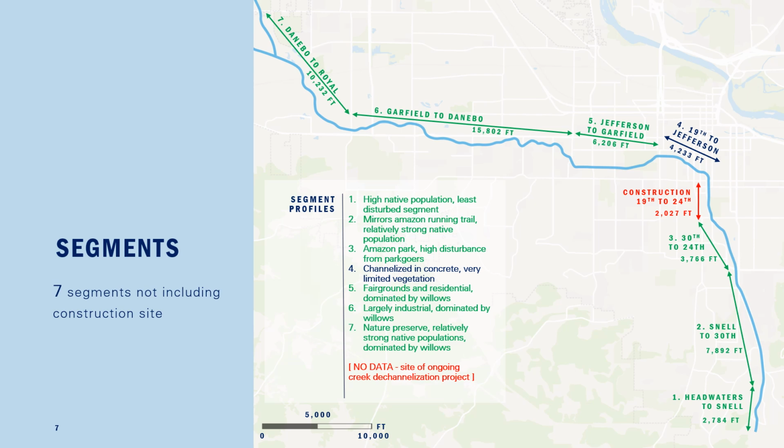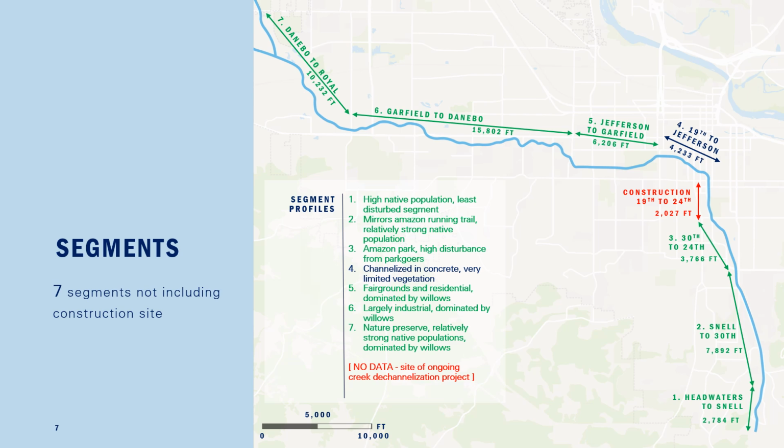The third segment runs through Amazon Park. There's more disturbance here from parkgoers, and we start to see a stronger exotic and invasive population versus the natives. The fourth segment is the only one still channelized in concrete and has very low vegetation. The fifth segment runs through the fairgrounds and residential neighborhoods and is dominated by willows with moderate to high disturbance. The sixth segment is similar, but almost entirely commercial and industrial.